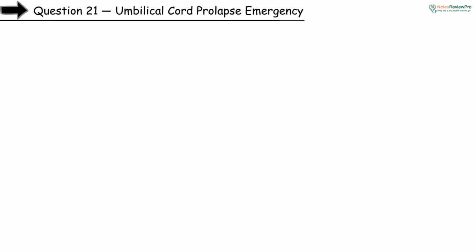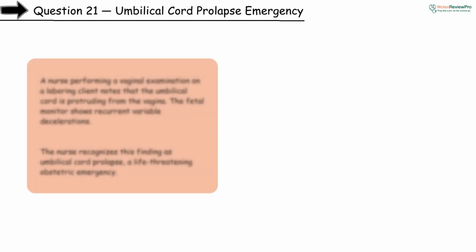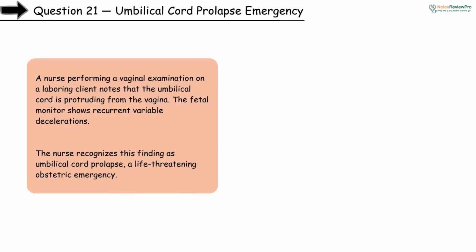Ordered response. All right, let's break this down. We have a laboring client, and during a vaginal exam, the nurse identifies that the umbilical cord is protruding from the vagina. The fetal monitor shows recurrent variable decelerations. This is umbilical cord prolapse, a true obstetric emergency. And the question is asking, place the nursing interventions in the correct order of priority.